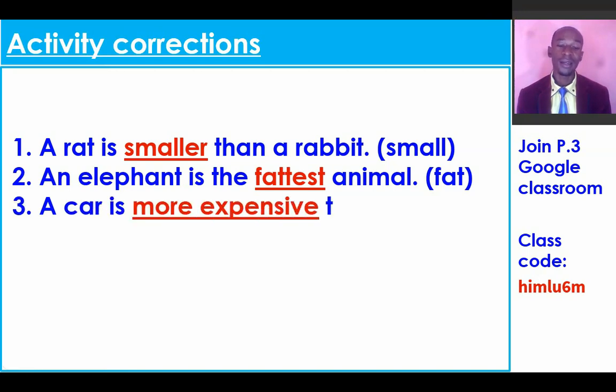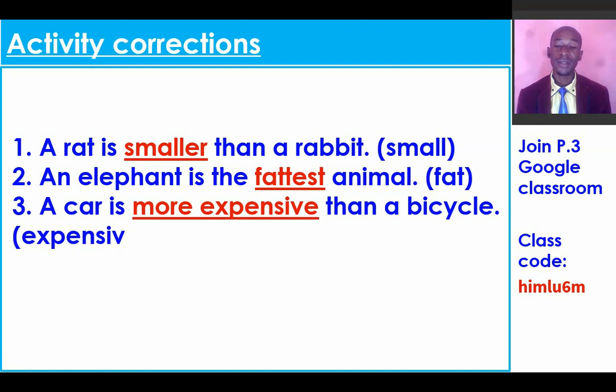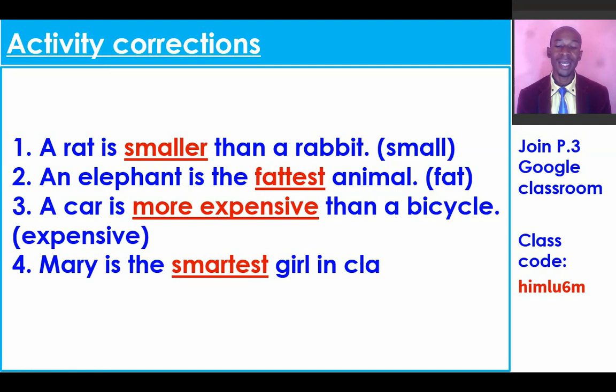A car is more expensive than a bicycle. Yes, we are comparing two things, a car and a bicycle. That is comparative. So the answer is more expensive. Number 3, Mary is the smartest girl in class. Here we are looking at Mary out of all girls in class. So this is superlative degree. So our answer is smartest.